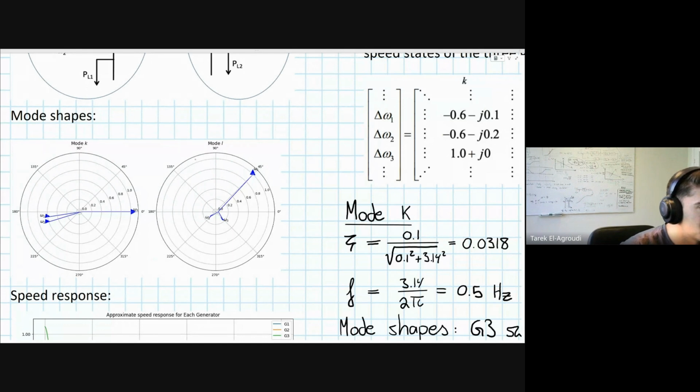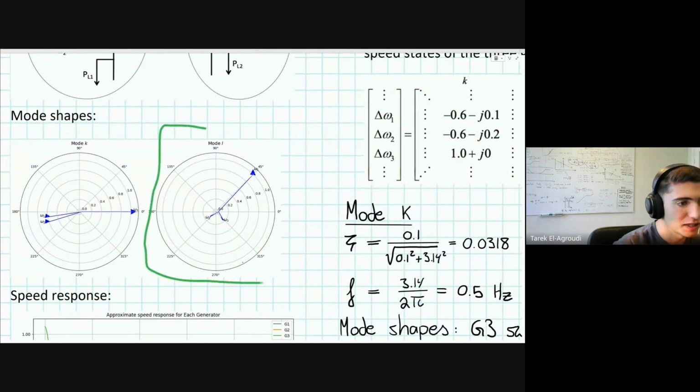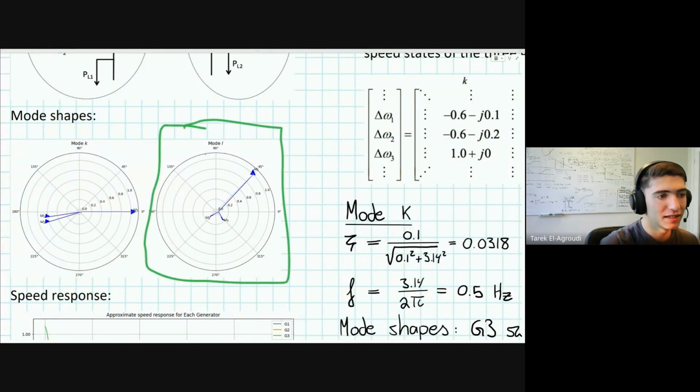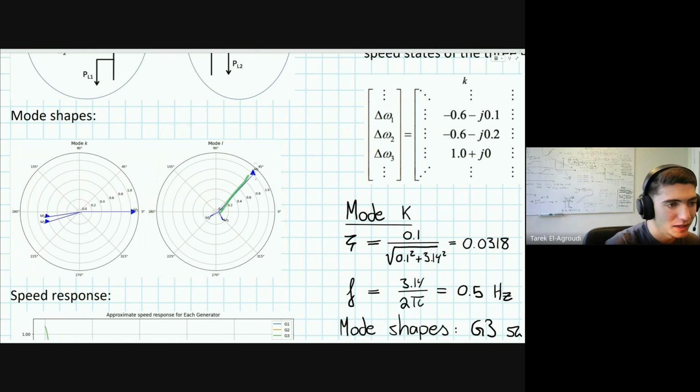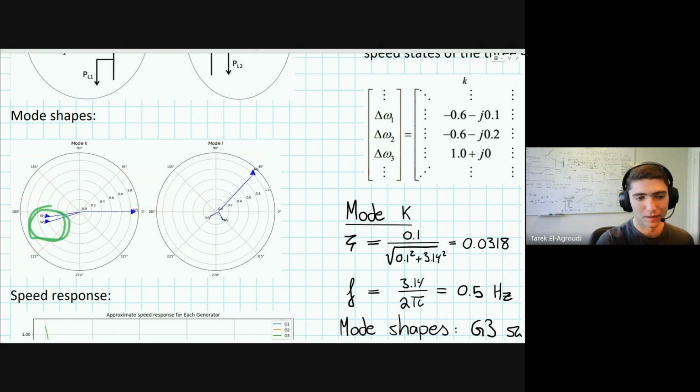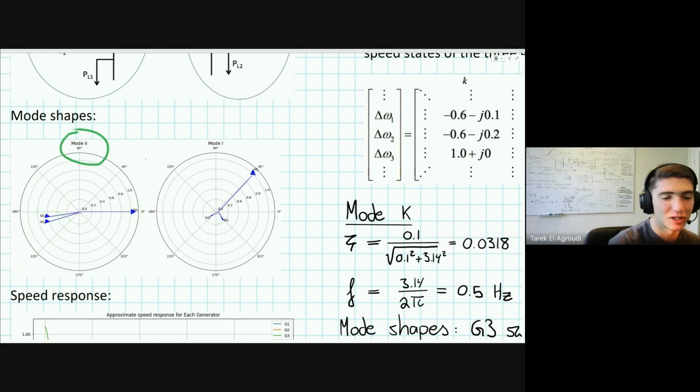And so here you see basically what we saw from the matrix just now, that your mode L is mostly in generator 1. So this says omega 1, while your mode K is equally in all generators in the amplitude. However, you can notice also from the phase of these coefficients that generator 3 swings against generators 1 and 2 for this 0.5 hertz low damped mode.